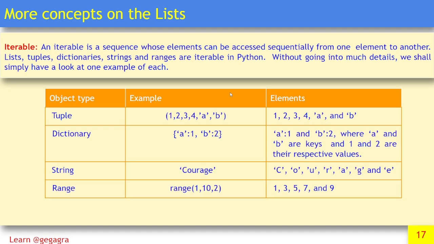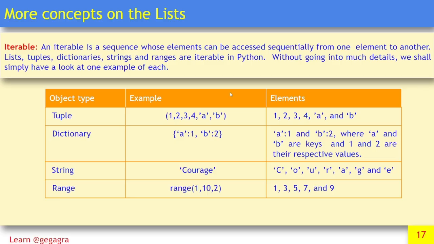See here, this is a collection object type, an example, and elements. Suppose the object is a tuple, and the example of a tuple is 1, 2, 3, 4, A and B. You can say the elements 1, 2, 3 are integers, and A and B are strings. And here is the dictionary, where the key A has the value 1, and the key B has the value 2. This is the complete dictionary, and from the dictionary I'll try to create the list also.